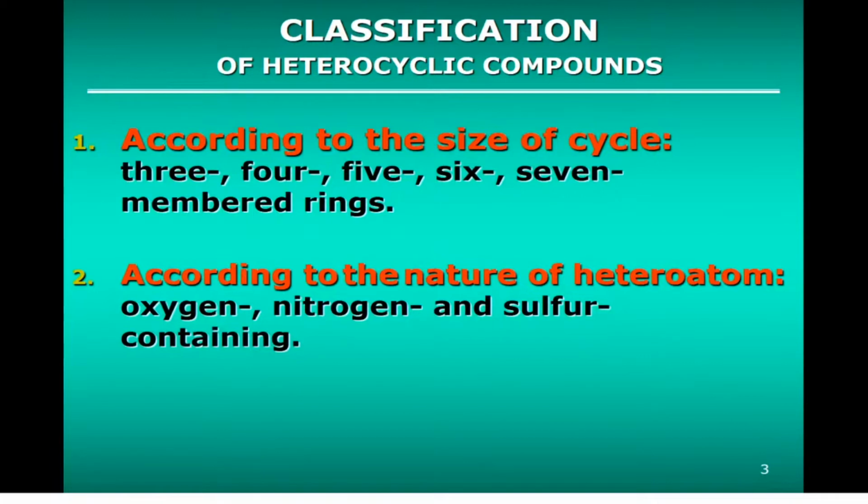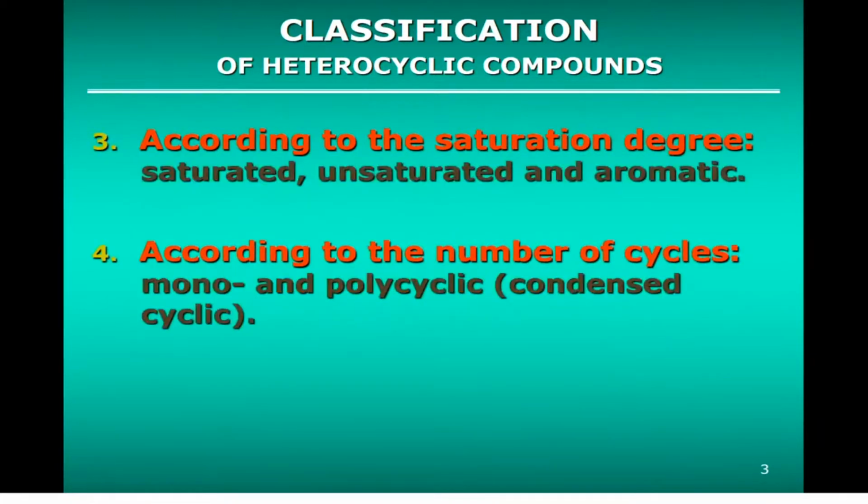The second classification is according to the nature of the heteroatom. The heteroatom can be oxygen, nitrogen, or sulfur. Most often there are compounds containing more than one, that means oxygen and nitrogen containing, or sulfur and nitrogen containing. Not often, but there can be compounds containing more than two. The third type of classification is according to the saturation degree. This classification is the same as for homocyclic compounds. So all cyclic compounds, heterocyclic also, can be classified as saturated, unsaturated, and aromatic.